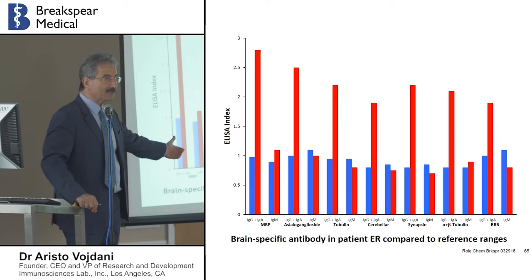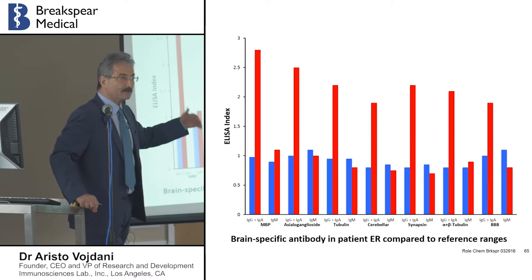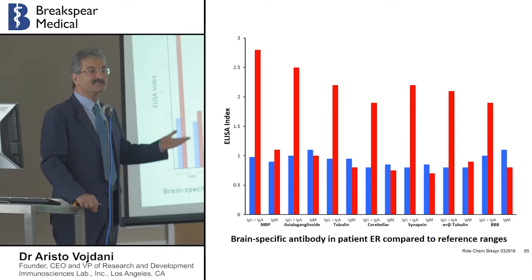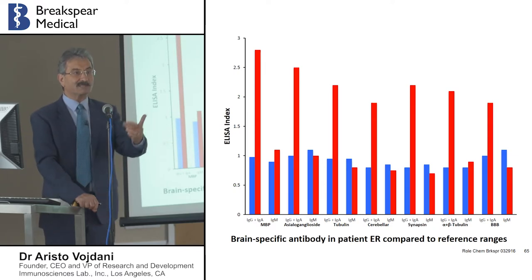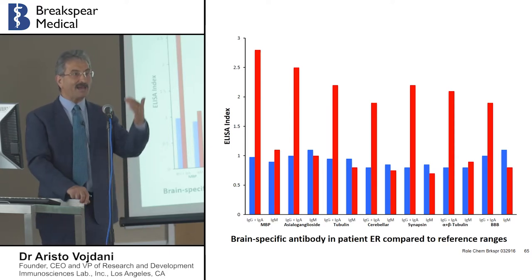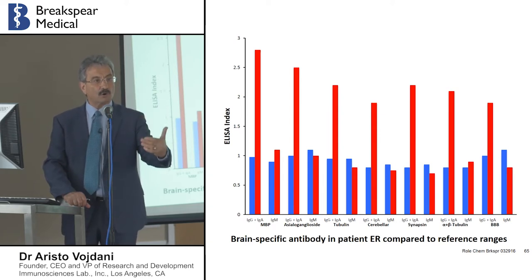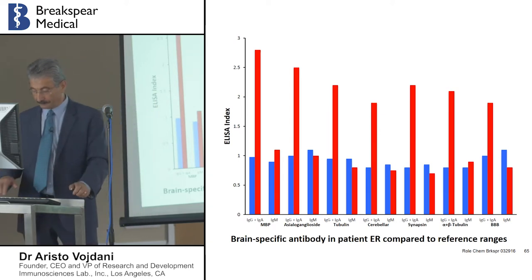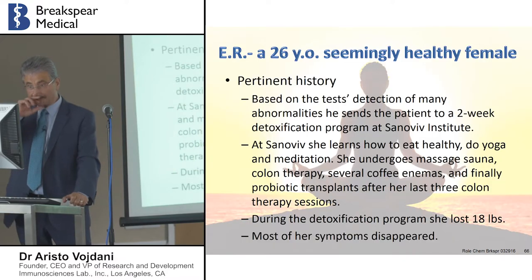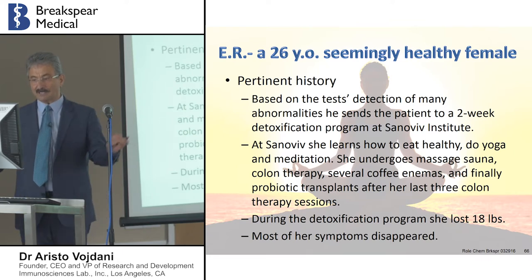If this patient will continue working in the same environment after 5 or 10 years, most probably she is going to develop full-blown multiple sclerosis. Because all these antibodies are early biomarkers of autoimmunity, particularly neuroautoimmunity. So all of those were abnormal. So based on the test, detection of many abnormalities, he sent the patient to 2 weeks of detoxification program.